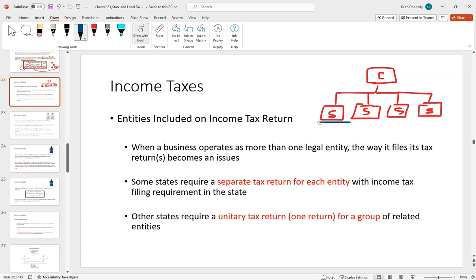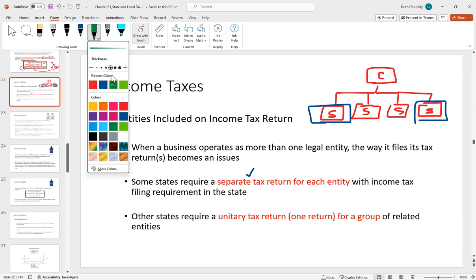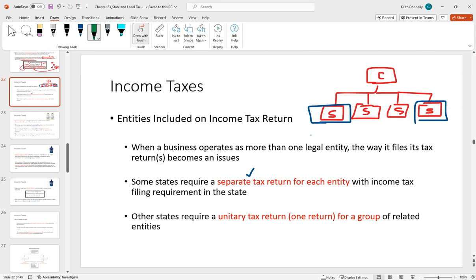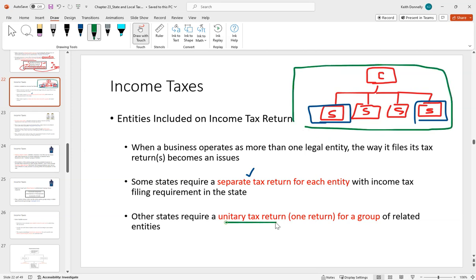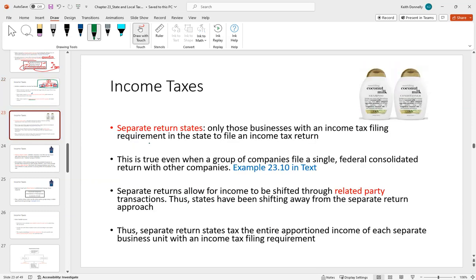Some states take the approach that we're going to tax only each subsidiary corporation underneath the corporation to the extent they participate in the state. That would be a separate tax return for each entity with income tax filing requirements in the state. Other states take the approach that we're going to essentially tax the whole group here, a unitary tax return.